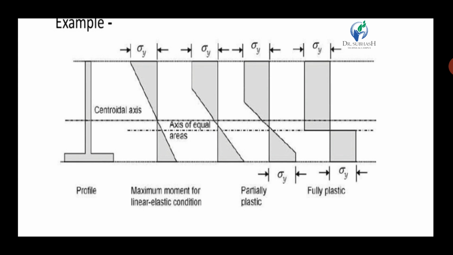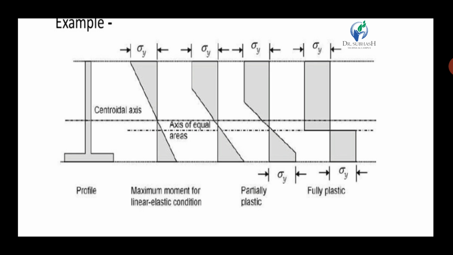Now the centroid axis passes through the flange of the T. The maximum moment for the inner elastic condition, you can see that sigma y should be reached up to the final stage of partially plastic. At that time, it should be noted at the equal axis.